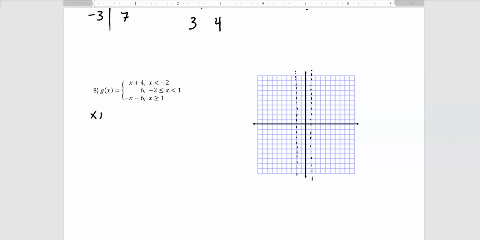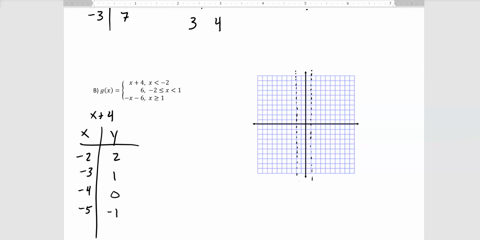So we'll have x plus 4 when x is less than -2. So I'll start with -2 and I'll go down from there. -3, -4, -5. So x plus 4, -2 plus 4 would be 2. -3 plus 4 would be 1. -4 plus 4 would be 0. -5 plus 4 is -1. There we go. We can see that pattern.